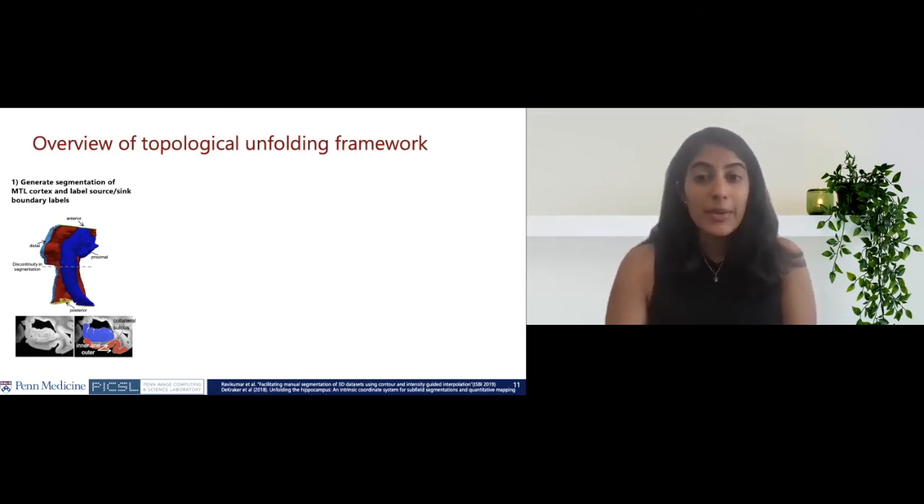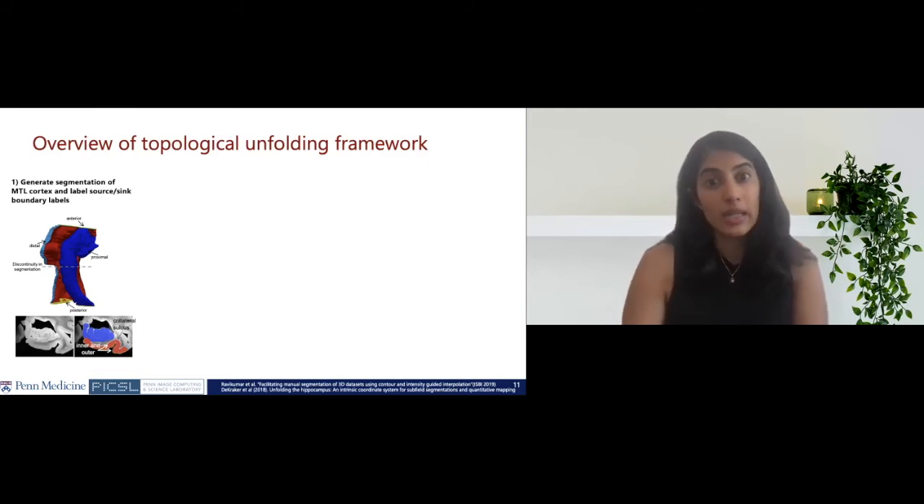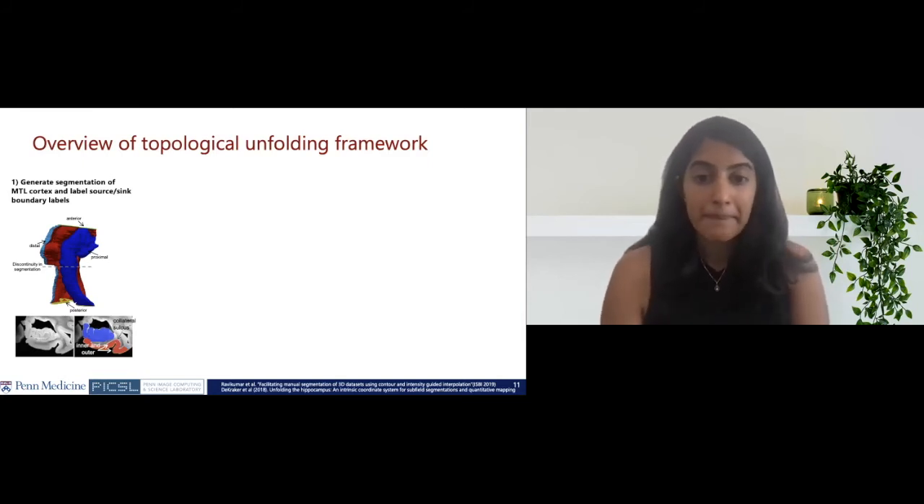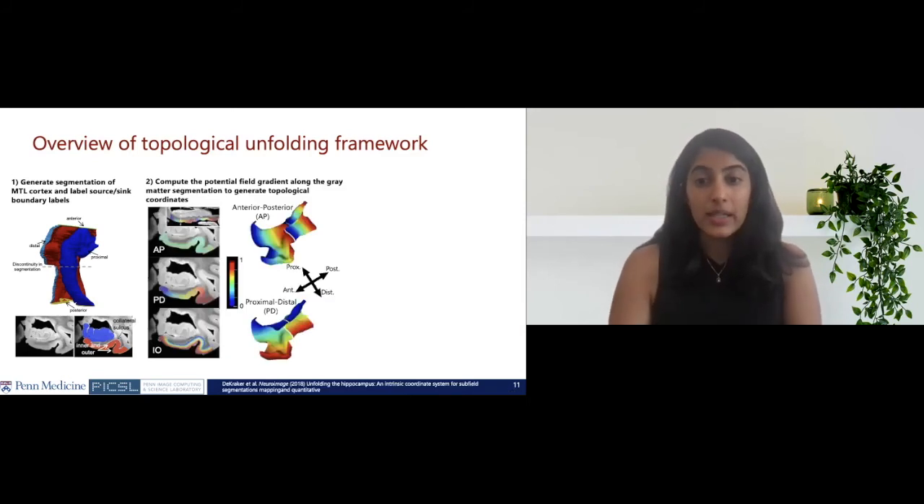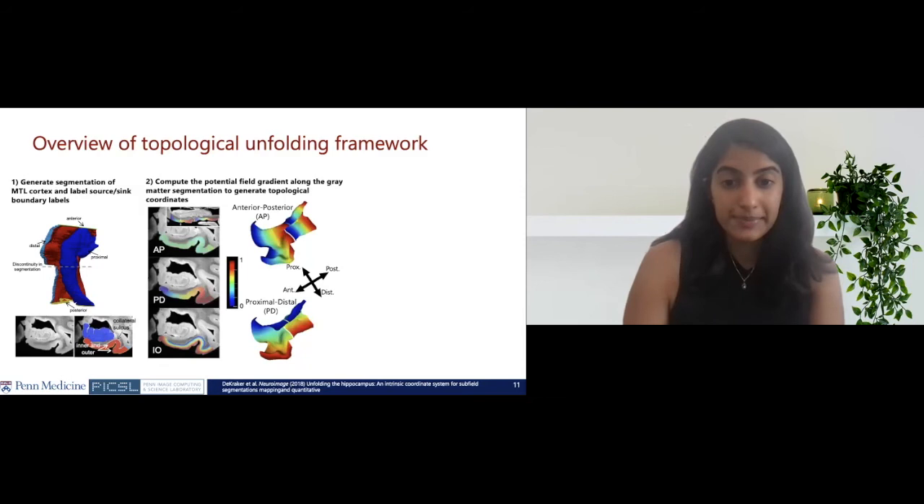I also semi-manually labeled the source and sink boundaries along each axis of the MTL, which are used to guide the unfolding process. Using these segmentations, I then solved Laplace's equations along 3 directions of the MTL, namely the anterior-posterior axis, the proximal-distal axis, which goes along the length of the cortex, and lastly, the direction that goes from the inner white matter surface to the outer pial surface. This results in a potential field in each direction, which increases smoothly from 0 to 1.